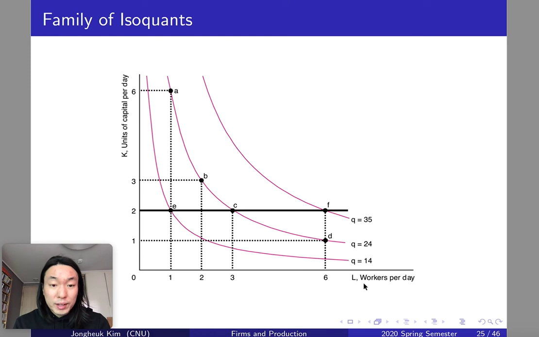with more labor input and the same amount of capital. You can produce more, right? Like producing 24 units.